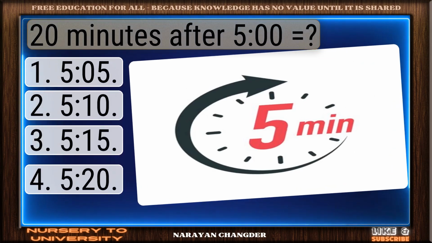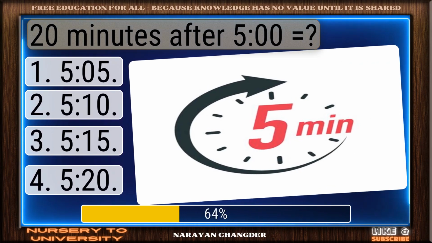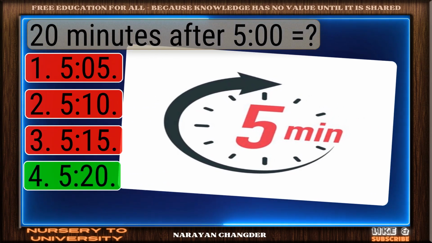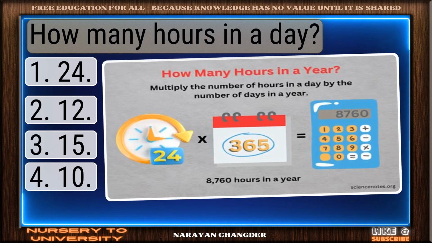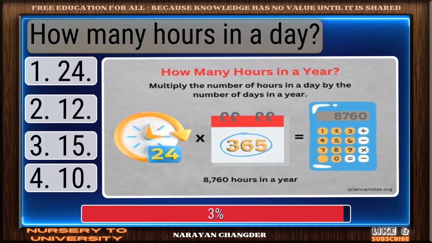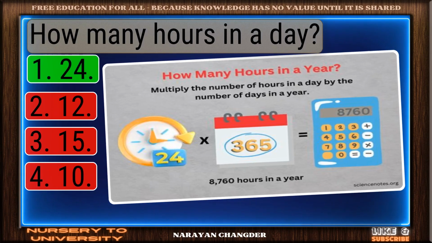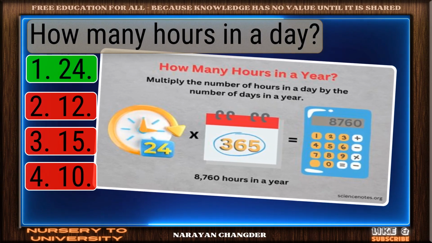20 minutes after 5 o'clock equals? Exactly. 5:20 makes sense and it is the right choice. How many hours in a day? Well reasoned. 24 is the correct choice.